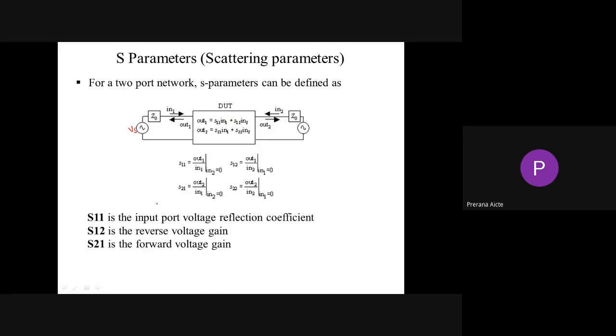S21 is output port 2 divided by input port 1. That is the forward voltage gain. And S22 is the output port voltage reflection coefficient. So S11 is the input port voltage reflection coefficient, S12 is the reverse voltage gain, S21 is the forward voltage gain, and S22 is the output reflection coefficient.